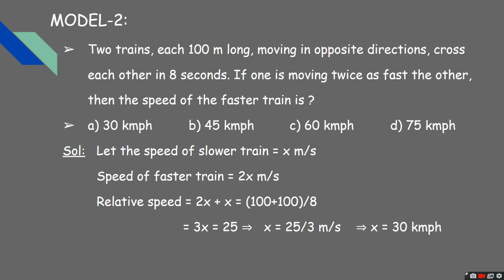Convert meter per second into kilometer per hour, that equals 25 by 3 into 18 by 5, which gives 30 kilometer per hour. As the speed of the fast train is 2x, substitute x. 2 into 30, which gives 60 kilometer per hour.